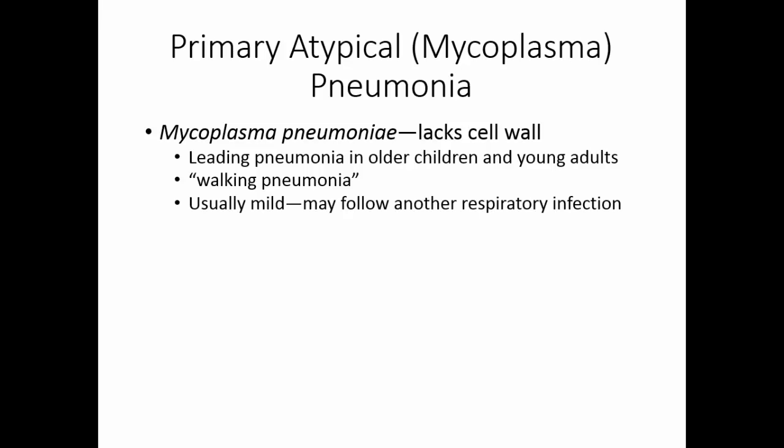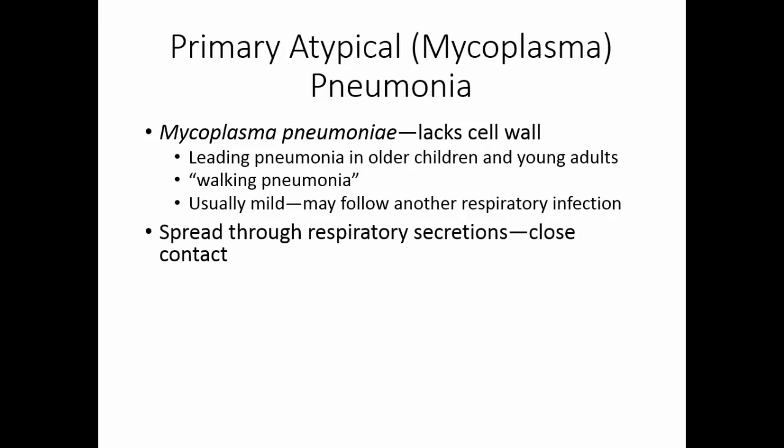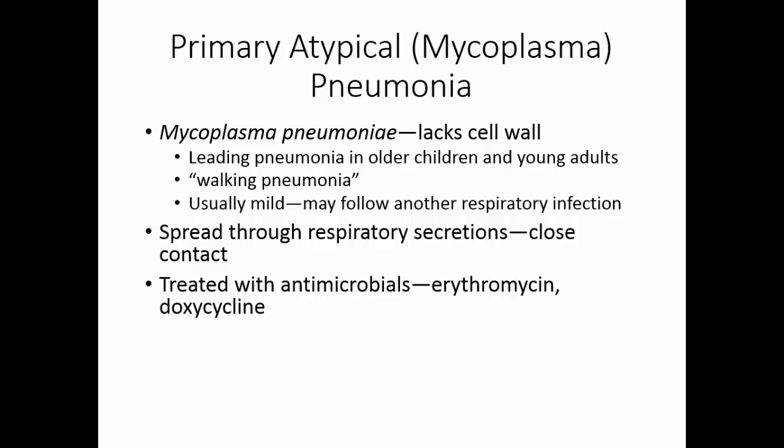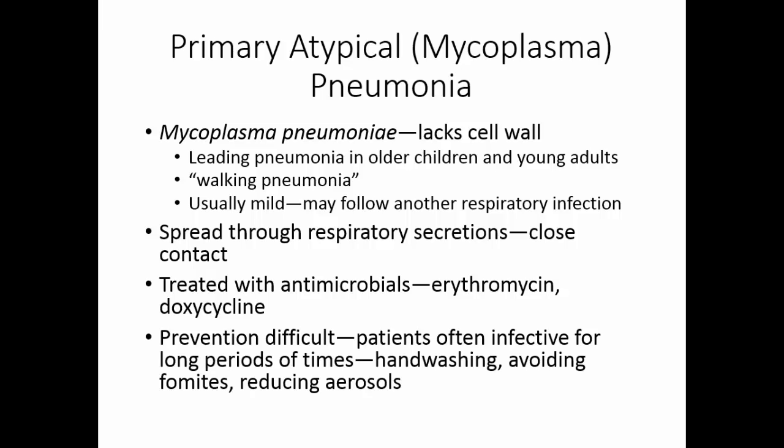Usually the disease is mild and it may follow another respiratory infection. Someone will have had a mild cold, they'll think they're over it, then they will start coughing, maybe have a little bit of a fever, and if they see a physician, the physician will confirm that they actually do have a pneumonia. This is spread through respiratory secretions and close contact. However, there is some evidence that mycoplasma may be normal throat flora. It's easily treated with antimicrobials, particularly erythromycin and doxycycline. Prevention is difficult. Patients are often infected for long periods of time, so it's hard to tell when someone may be shedding the organism and when someone may not.